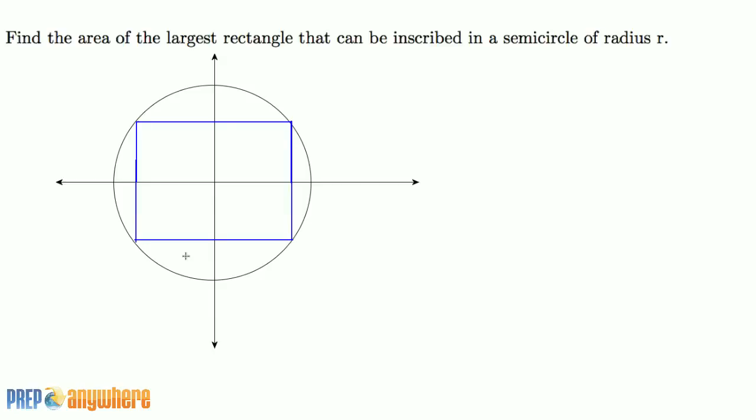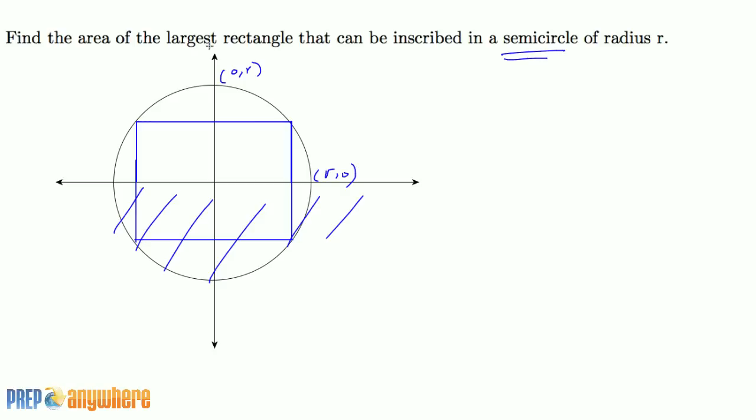Okay, here's what they're describing. We want to find the largest rectangle that can be inscribed in the circle with radius r. So this will be (0, r) and (r, 0). Actually, it says semicircle, so please cross out the bottom part.